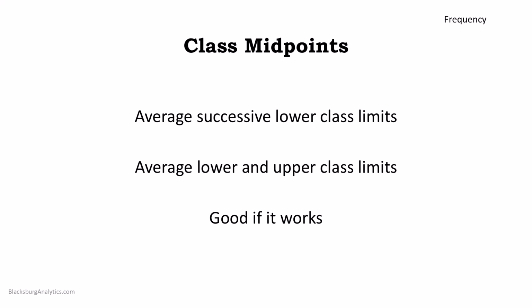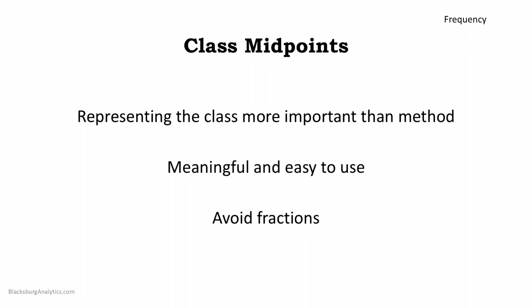However, a formula is less important than representing the class. Choose a value that is meaningful for the classes and is easy to use. For example, a calculation may give a midpoint of 15.25. It may be correct, but it isn't as useful as 15. Avoid fractions if possible.